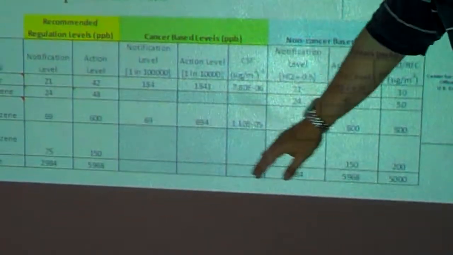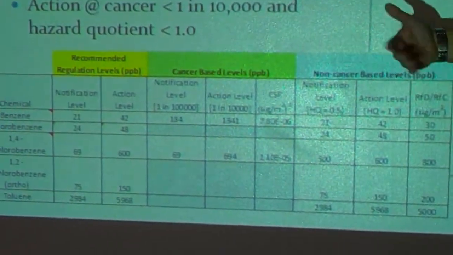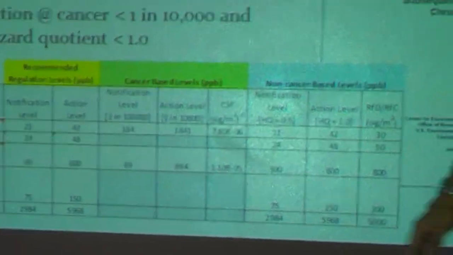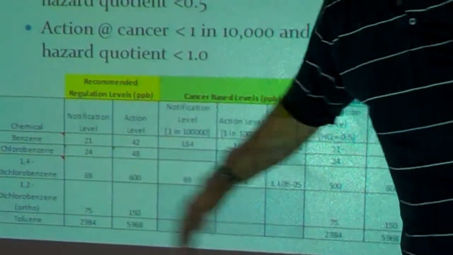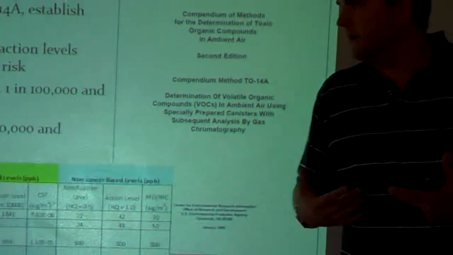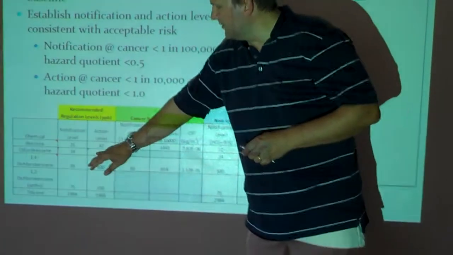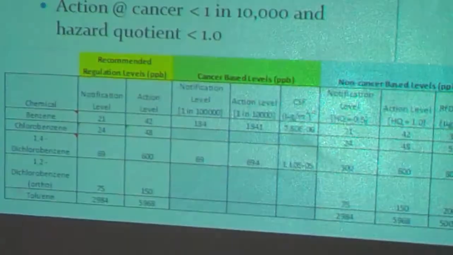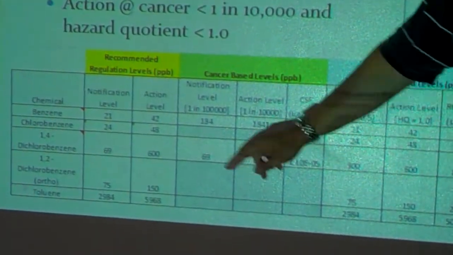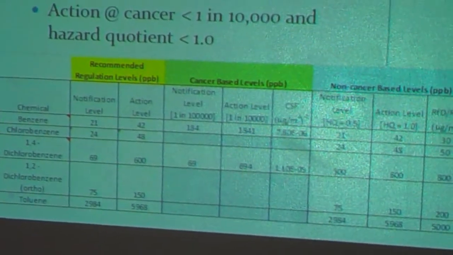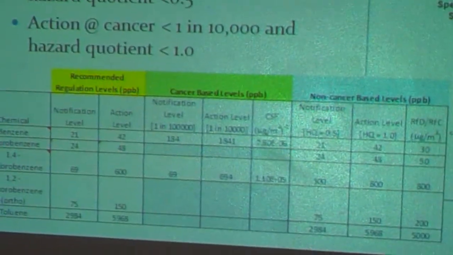This table at the bottom has calculated out the proposed notification and action levels for the volatile organics that are currently in the waste beds prior to pumping sediment. You'll notice that these levels are much lower than what the Department of Health has now. For example, benzene notification should be around 21 parts per billion, and the action level should be around 42 parts per billion.